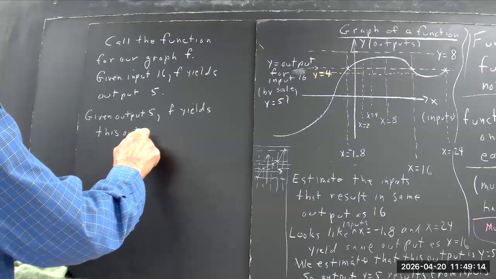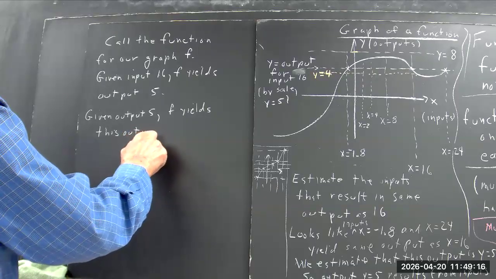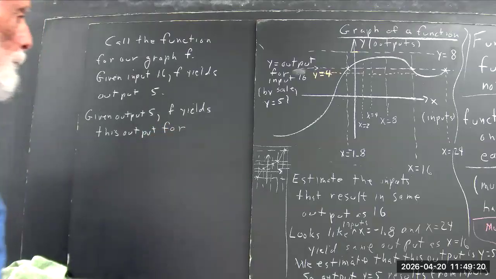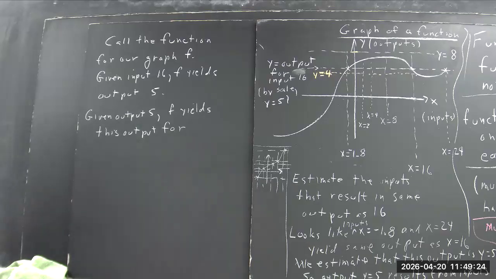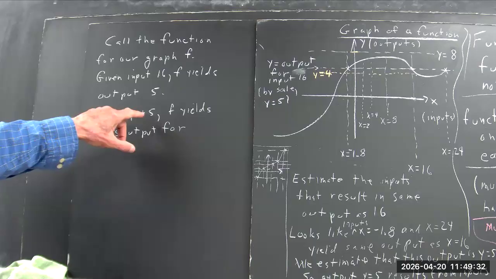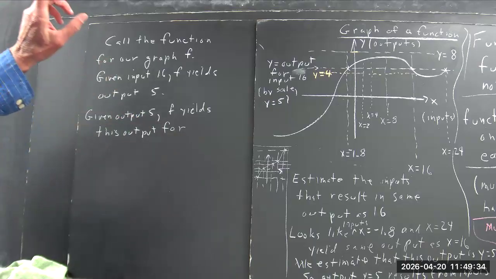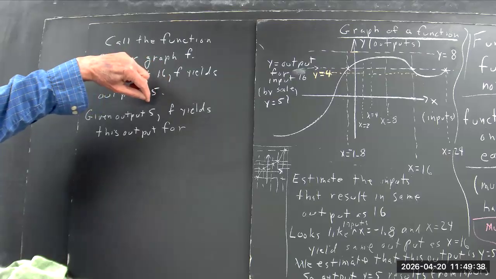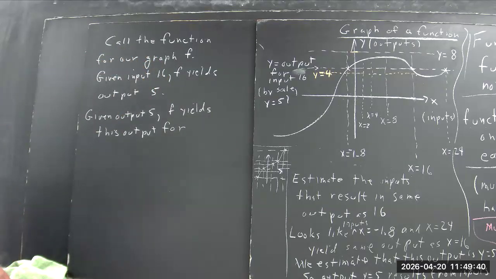Given output 5, F yields this output for what numbers? Stop and think about it. Answer the question. Ponder everything I've said up to this point, at least everything that's relevant to this question. What does F yield, for what value? For what inputs does F yield output 5?